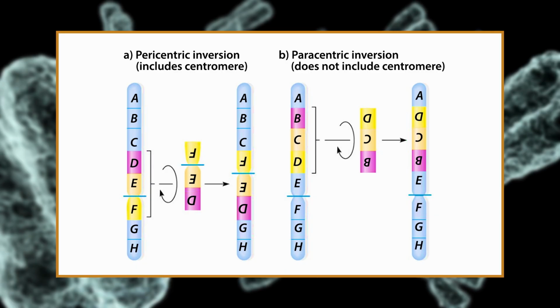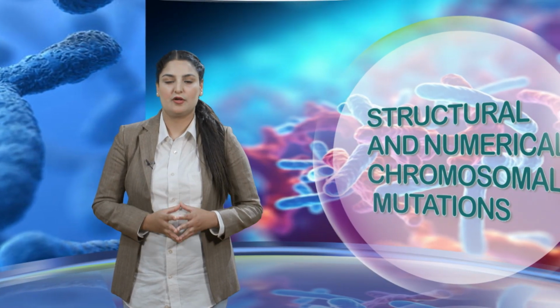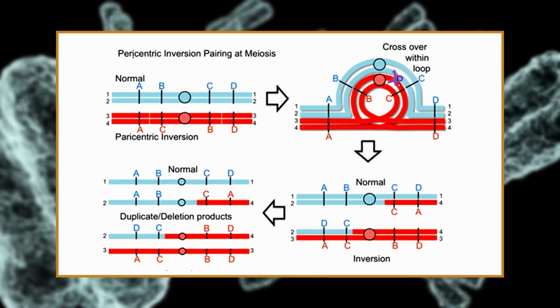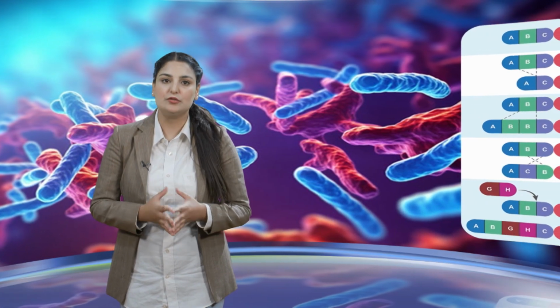So there are two major types of inversion. Paracentric inversion, where the inverted segment does not include the centromere, or pericentric, where the inverted segment includes the centromere. Inversions are usually caused by errors during DNA repair, cell division, or exposure to mutagens like radiation and chemicals. In heterozygous individuals, inversion loops may form during meiosis to allow pairing of homologous chromosomes. If crossing over occurs within these loops, it can result in duplication and deletion.